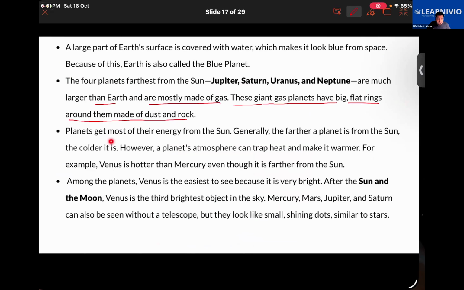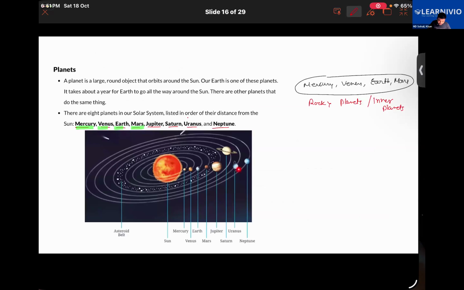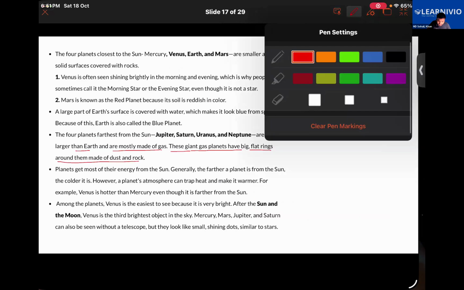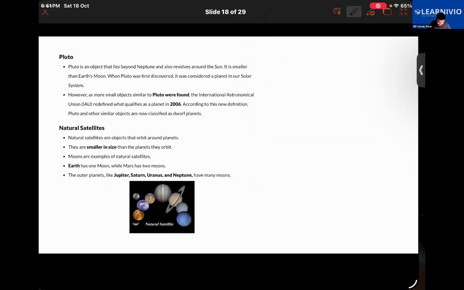Further, all these planets get most of their energy from the sun, right? If a planet is closer to the sun, it will be very hot. If a planet is farther away from the sun, like Neptune, it will be very cold. If you talk about Mercury and Venus, they will be hotter planets. Particularly, Venus is hotter than Mercury because Venus contains so much carbon dioxide gas that it becomes very hot.